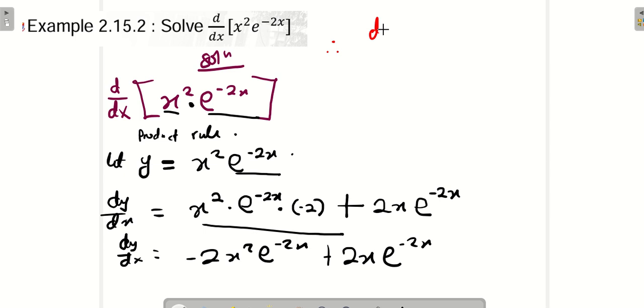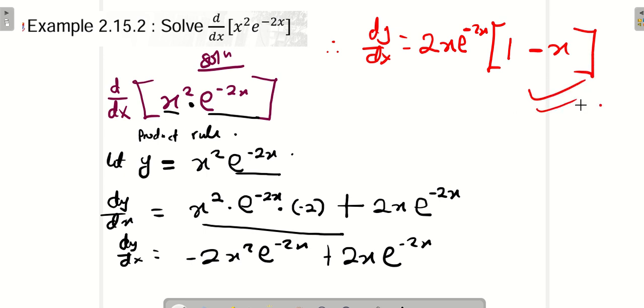Therefore, we can say that dy/dx should be equal to, I can factorize 2x, then e to the power negative 2x out. When I do that, here will be left with 1, then here will be left with negative x. 2x is out, so there will be left with 1x, so x. Then this will be the answer. When you expand, you will get the same thing. So that is the answer.